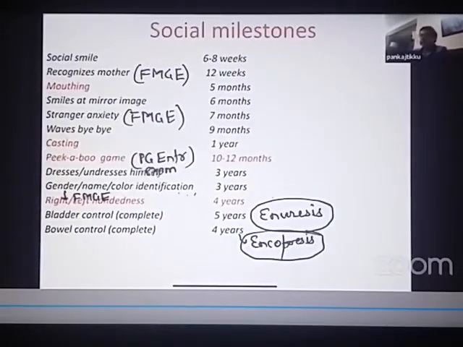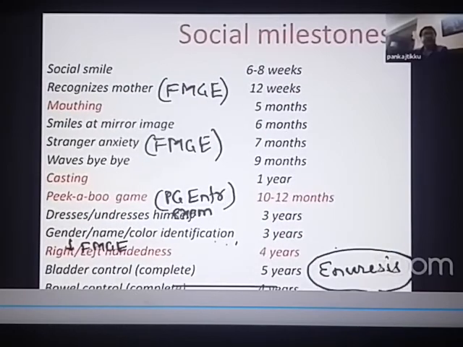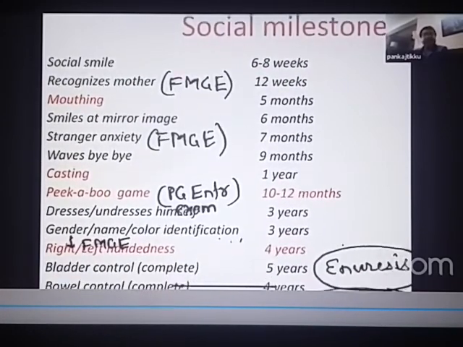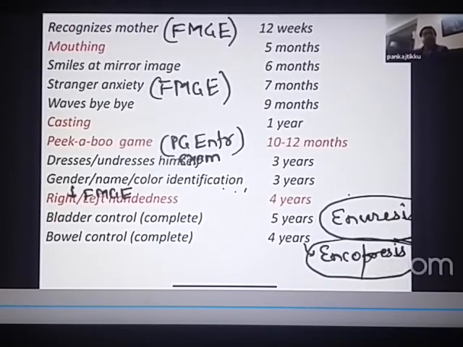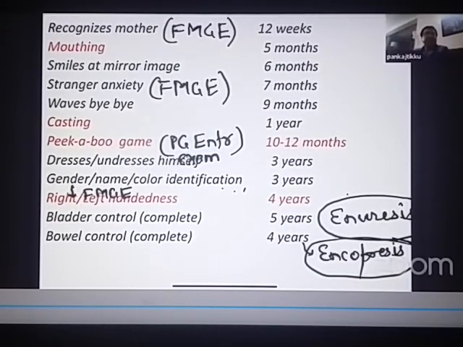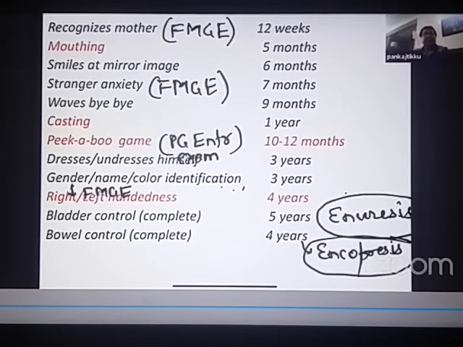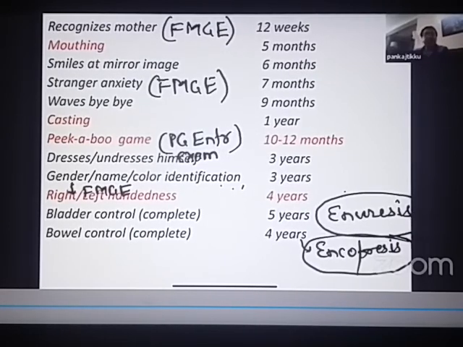So let us quickly revise this last group. Social smile, 6 to 8 weeks. Recognizes the mother, 3 months. Mouthing at 5 months, so bringing things to the mouth. Smiles and plays with his mirror image, 6 months. Stranger anxiety, 7 months. Waves bye-bye at 9 months.